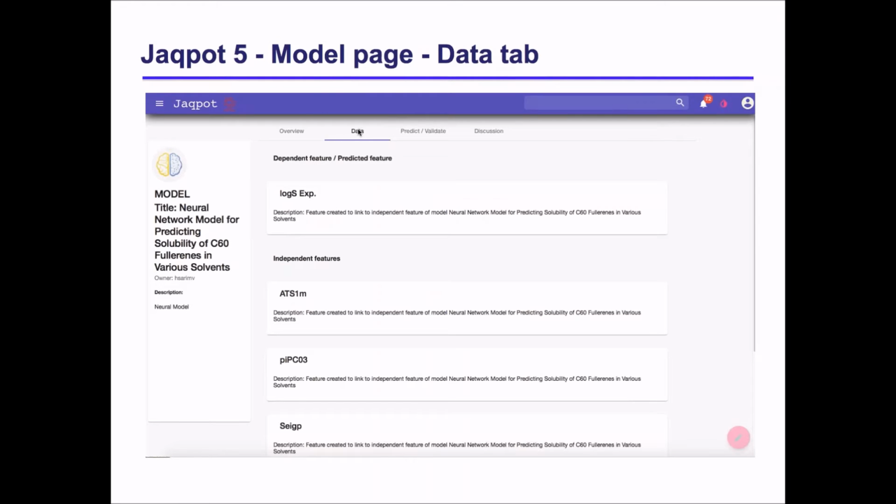So on the data tab, which is the second tab that we have here, we are shown which are the dependent features and the predicted features.